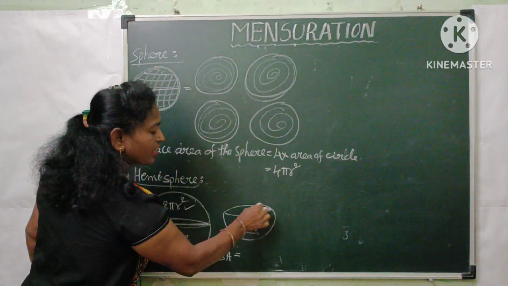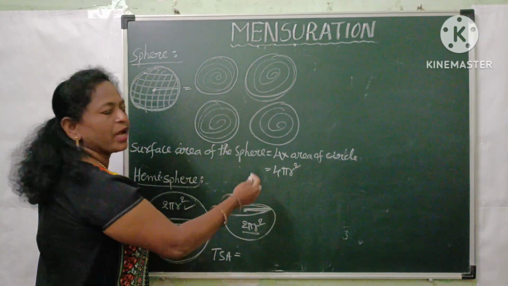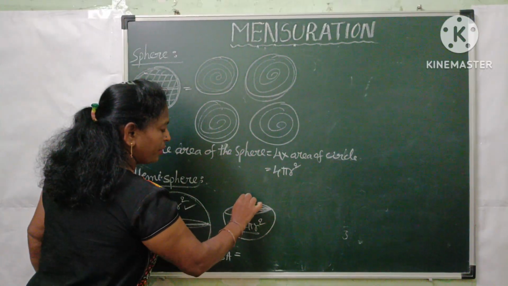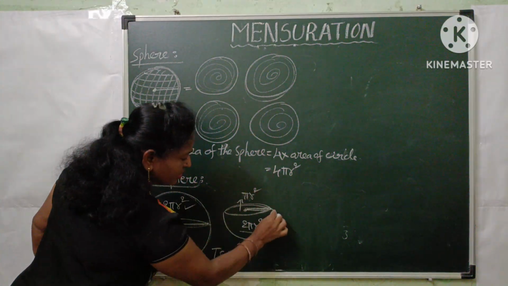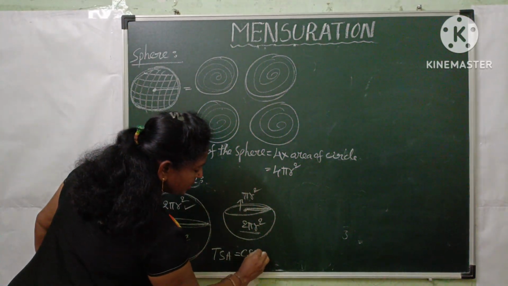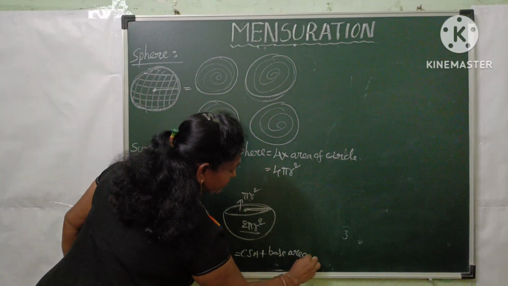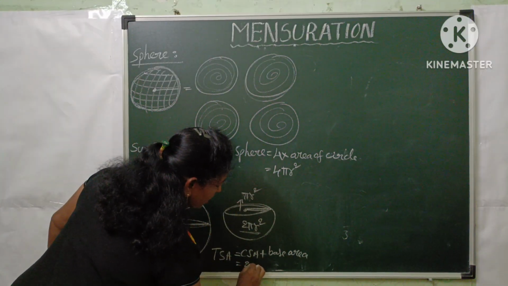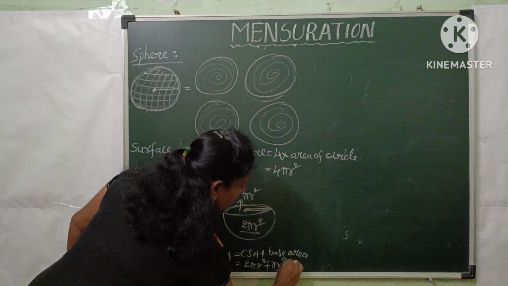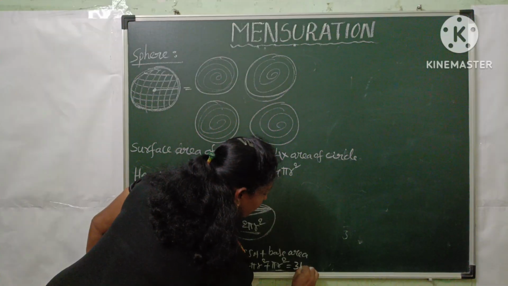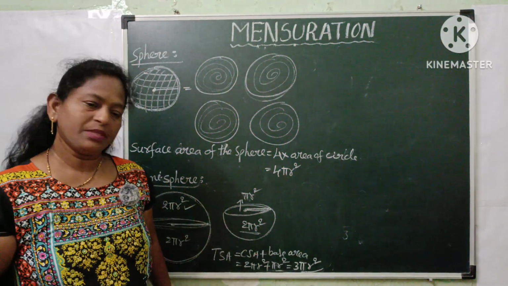Base area means it is a circular face. Yes or no? Circular face. So the area of the circle is pi r square. Here, curved surface area, CSA, plus base area. CSA is 2 pi r square plus base area pi r square. Totally that is equal to 3 pi r square. This is the total surface area of the hemisphere.